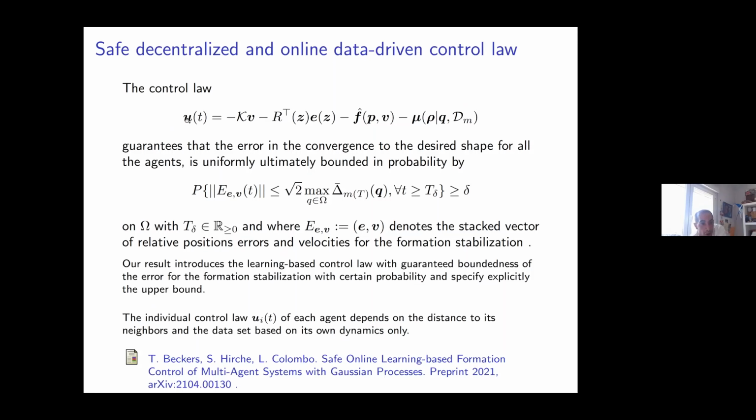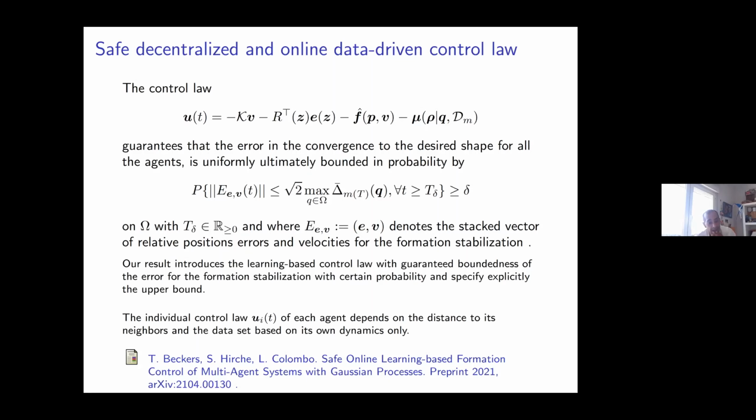This control law is a vector for each agent, and the individual one only depends on the distance between nearest neighbors and the data on which each agent is based. Each agent learns its own dynamics based only on the distances between nearest neighbors and its own data. This is because it's decentralized.